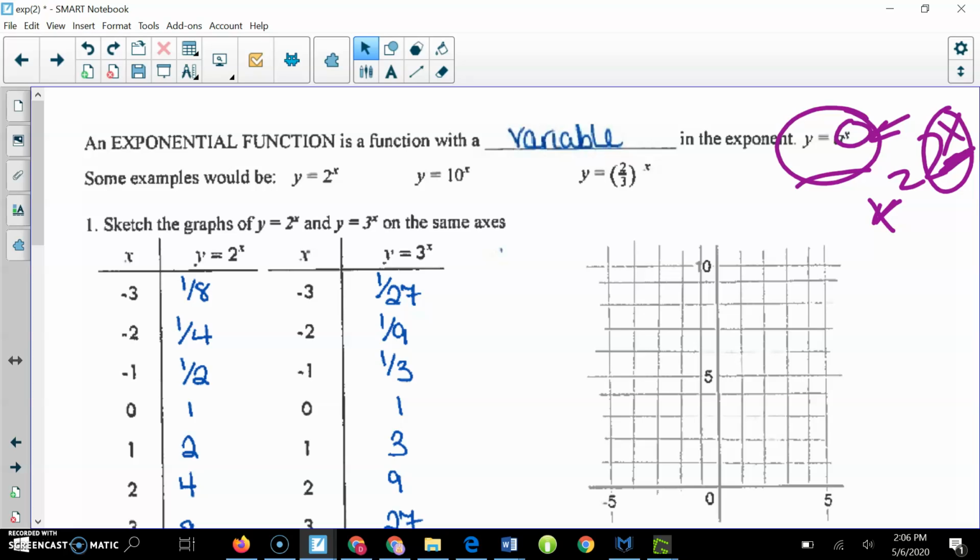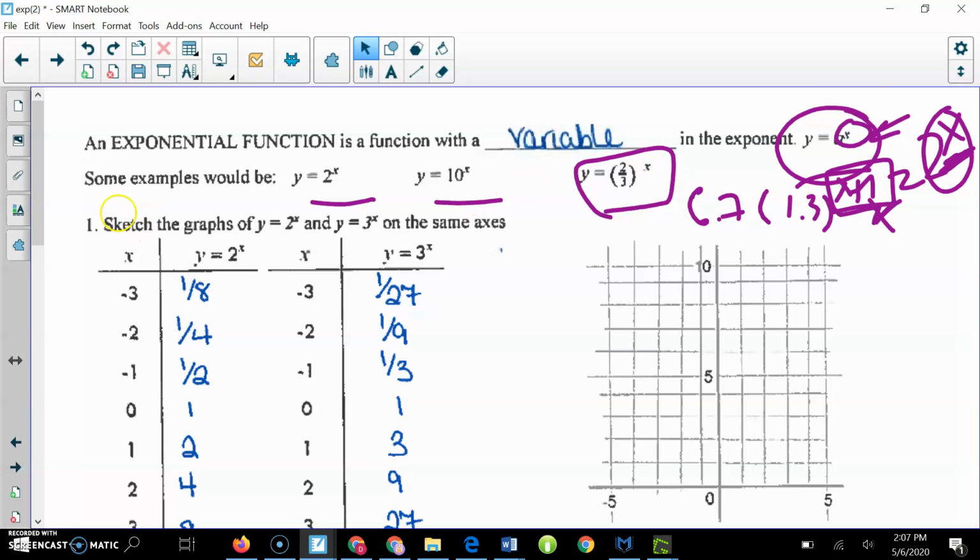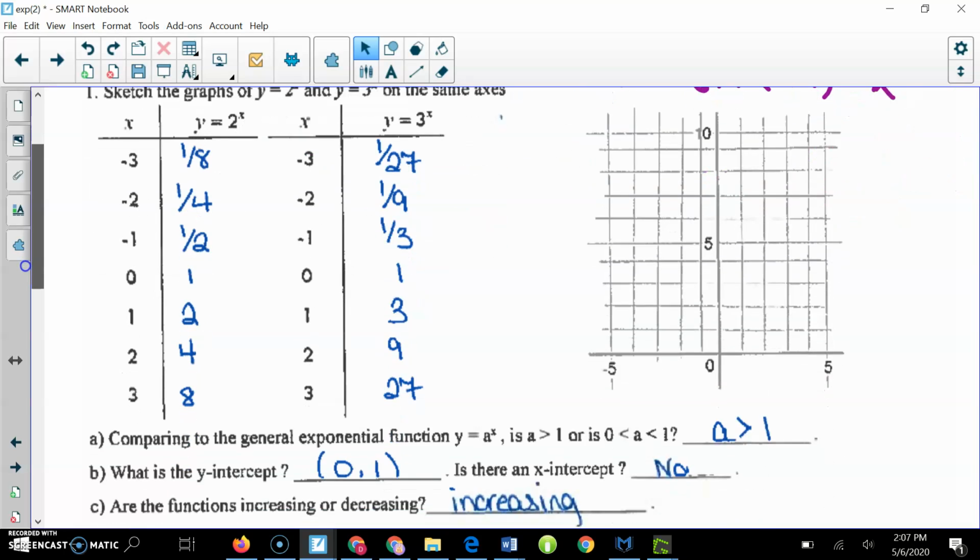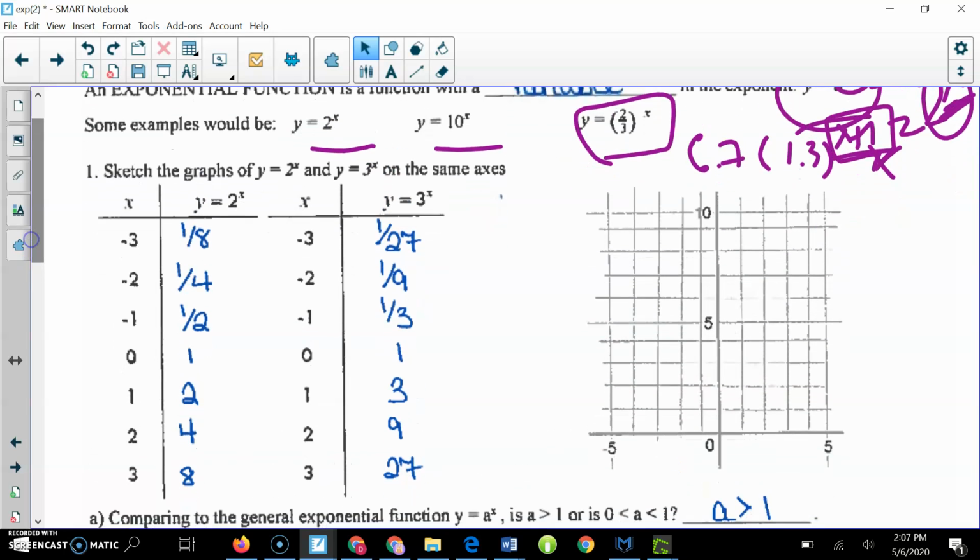And if you have anything, 2 to the x, 10 to the x, 2/3 to the x, even something like 6.7 times 1.3 to the x plus 1, it wouldn't matter what it is. If you have an x, the variable, up top as an exponent, then you're going to have some sort of exponential relationship. When you look at these two here, you have 2 to the x and 3 to the x.